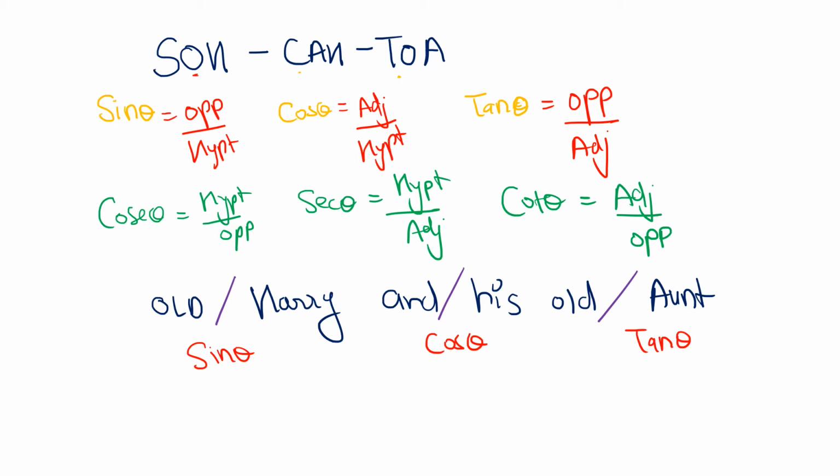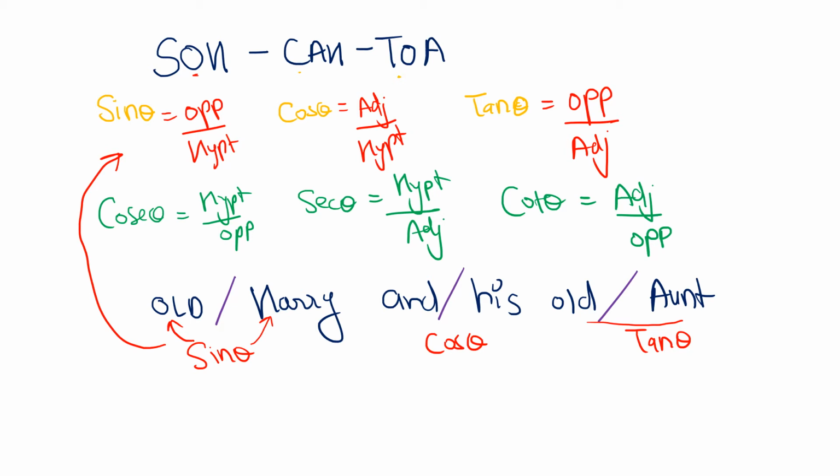Now as you can see, for sine theta, O means opposite and H means hypotenuse. So sine theta equals opposite upon hypotenuse. Similarly, cos theta is "and his", so adjacent upon hypotenuse. And for tan theta, "old slash aunt": O is for opposite and aunt is for adjacent. So you can now easily learn the formulas by heart: Old Harry and his old aunt. Okay, so now let us move forward.